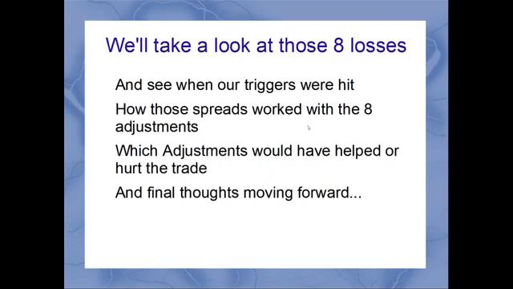All right, now, going forward, what I'm going to do for you in the future is go back. I'm also going to take a look at those 8 losses, see when the triggers were hit for those positions that were open. Some were in February, some were in March, and a couple were actually in June or July. And I'm going to see how those spreads work with the 8 adjustments as well, which adjustments would have helped and which would have hurt the 8 trades that were losses. And then talk about final thoughts moving forward.